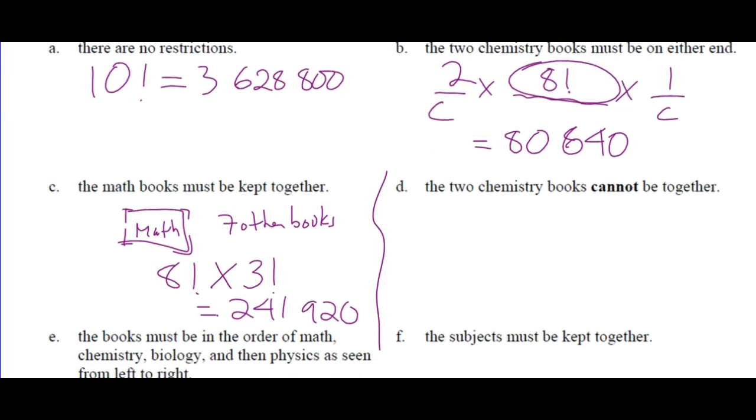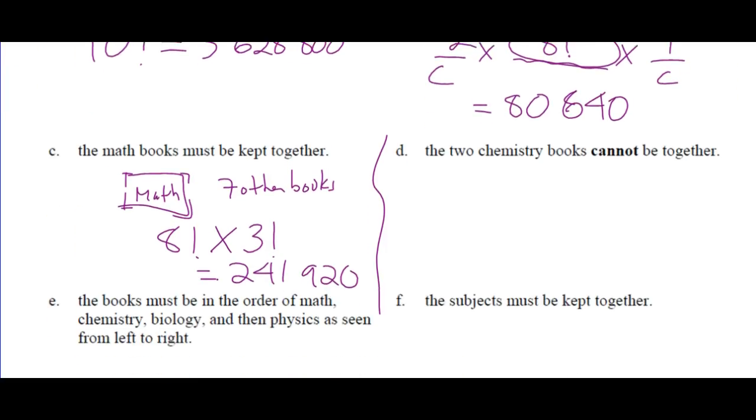What's easier to work out? Wouldn't it be easier to work out the 2 chem books are together and then just subtract that from all the possible arrangements? So it's going to be 10 factorial minus the chem books are together. So how many ways can the chem books be together?